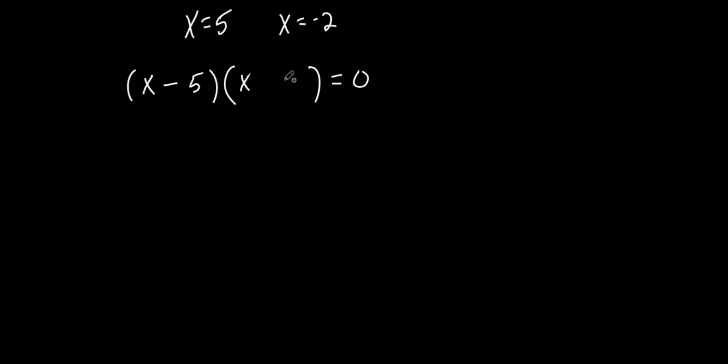What's this going to be? It's a minus what? Negative 2. Everybody see that? That's the only way for this to work. So if this is x minus 5, minus negative is a plus, this is x plus 2. And then if I FOIL it, let's FOIL it. X squared. Outside is plus 2x, inside is minus 5x. You add them together, you get minus 3x. The last is negative 10, equals 0.